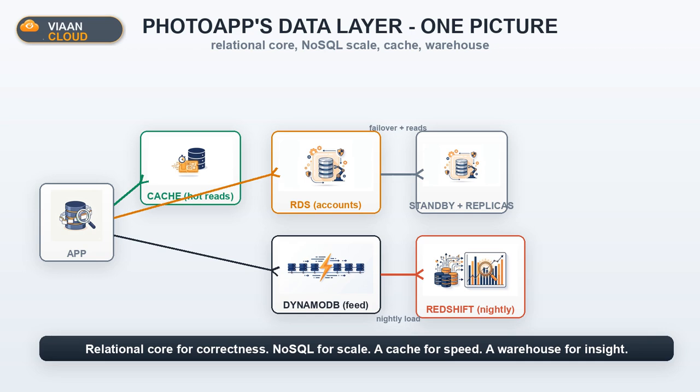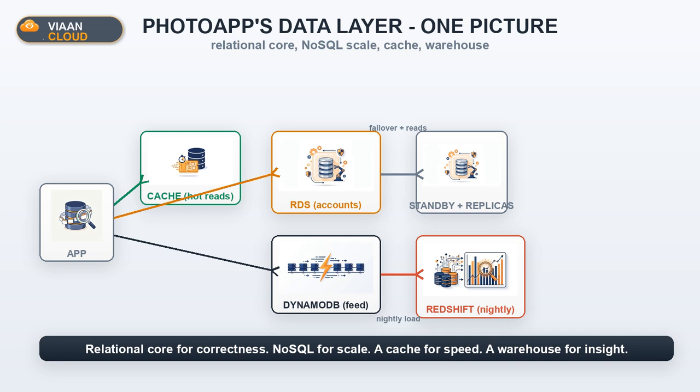Here's the whole data layer in one picture. A user's request hits the app. Structured related data, accounts and follows, reads and writes to RDS, which keeps a standby copy in another zone, and read replicas for heavy reads. The high-scale activity feed goes to DynamoDB. The hottest, rarely changing data is served from an ElastiCache cache that sits in front of the databases and answers in microseconds. And overnight, everything flows into a Redshift warehouse for analytics.